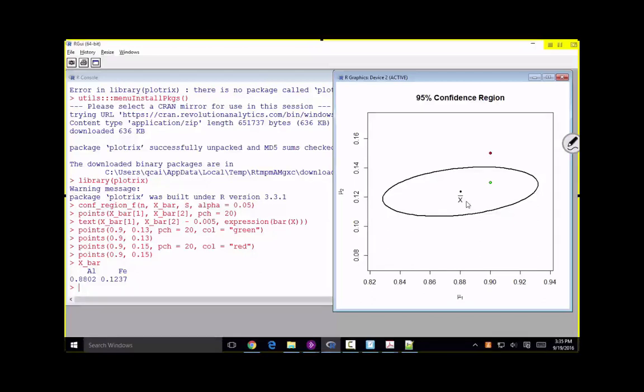The angles or the primary directions for this ellipse are eigenvectors of capital S. The lengths of them are functions of the eigenvalues of capital S. The green dot was the first choice of mu that we considered. It's inside the ellipse. The statistical distance to x bar was less than this maximal distance. The red dot, the second mean we looked at, was not inside the confidence region.